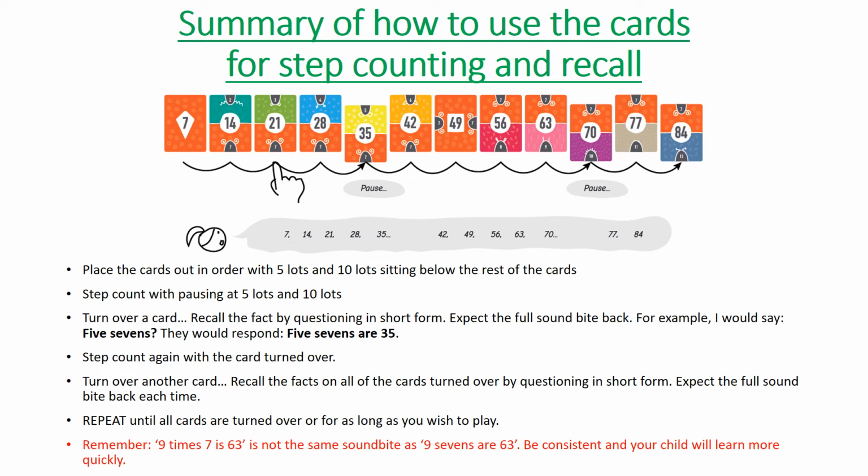Repeat until all cards are turned over or for as long as you wish to play. Remember, 9 times 7 is 63 is not the same soundbite as 9 sevens are 63. Be consistent and your child will learn more quickly.